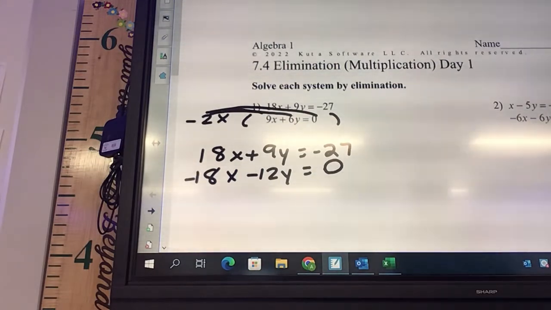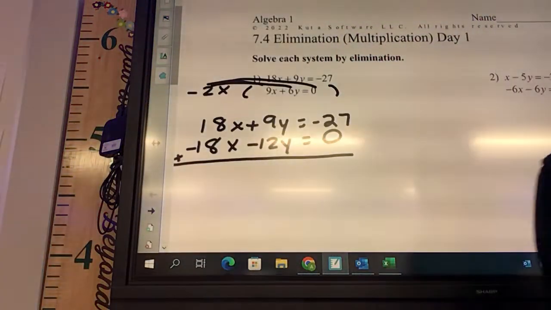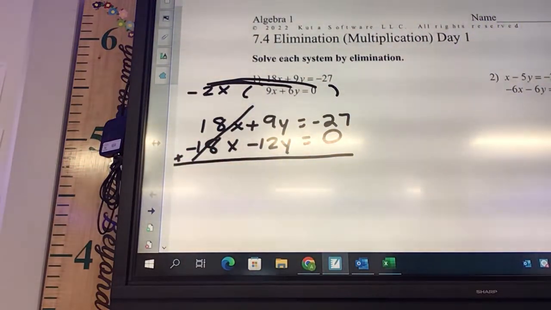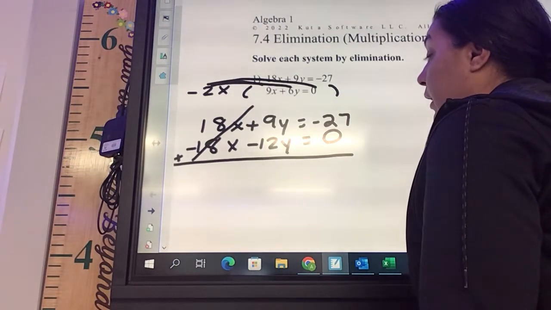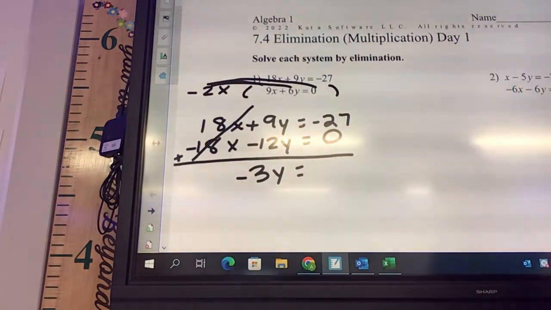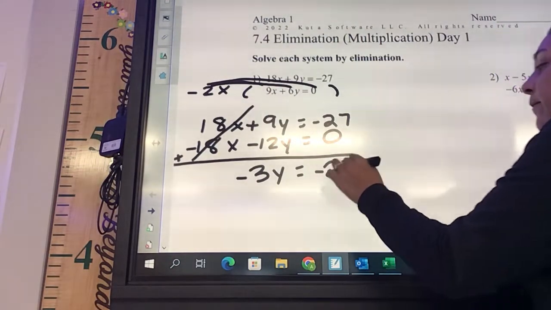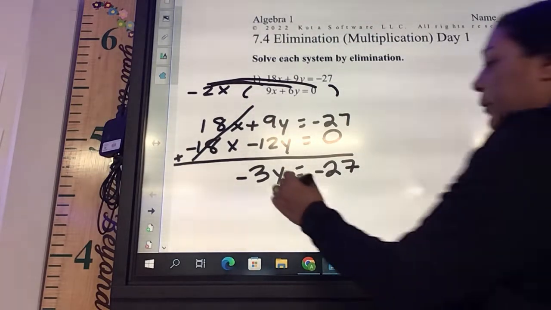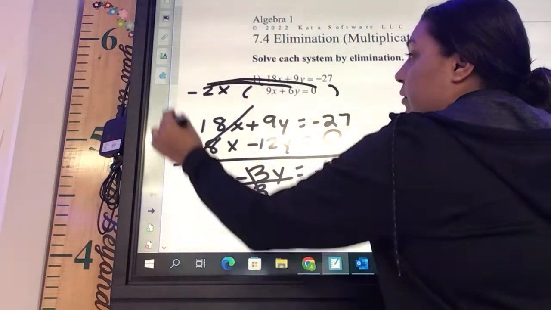The only difference is going to be plugging it back in a little bit, but we can add these two together. What is 18 plus negative 18? They cancel. 9 plus negative 12? Negative 3y. Negative 27 plus 0, negative 27. And then what? Divide by negative 3. So we're going to get y equals 9.